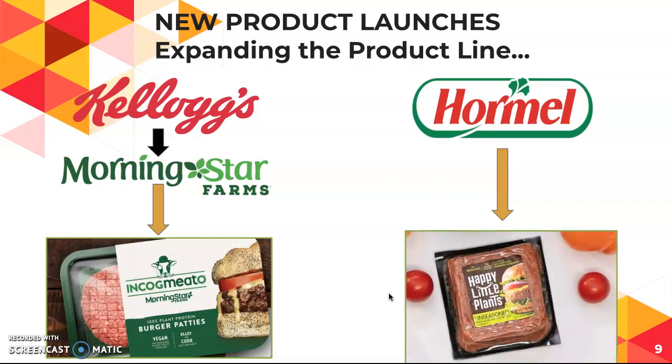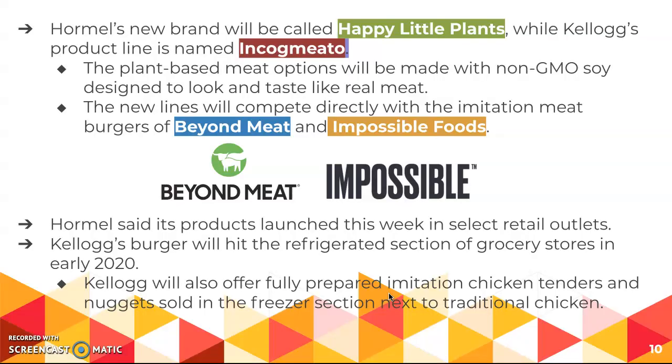So they both saw this opportunity. The Morningstar brand is going to put out Incognito, and then Hormel will put out Happy Little Plants. Now, just a quick review of this. Hormel's new brand is Happy Little Plants, while Kellogg's is Incognito. And they're plant-based meat options. They're non-GMO and they're designed to look and taste like real meat.